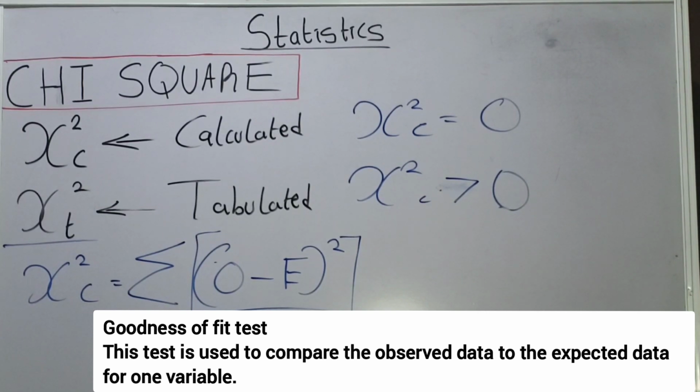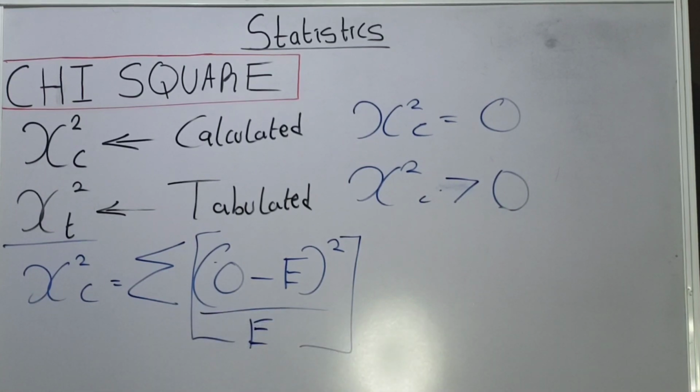An example is a die. You can be working on a die, and you are asked to test for this. The type of chi-square is the goodness of fit test, because we are only having one variable. Okay. Now, that is all about the goodness of fit test.